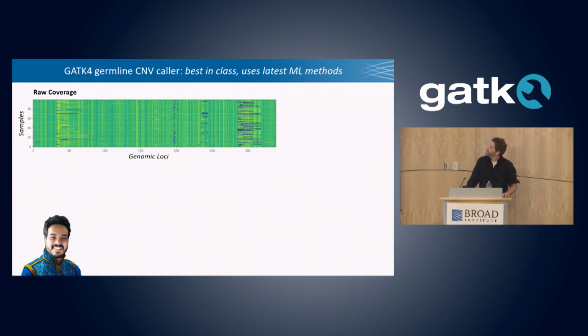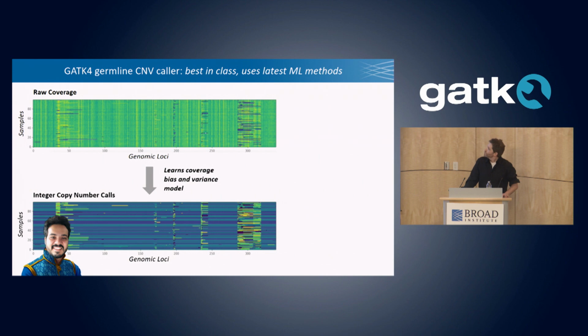GATK4 also has a germline CNV caller, thanks to Mehrtash, pictured below wearing his best, where we can also take raw coverage, much like we do for the somatic CNV calling, run it through a fairly sophisticated machine learning model, and get integer copy number calls for the germline.